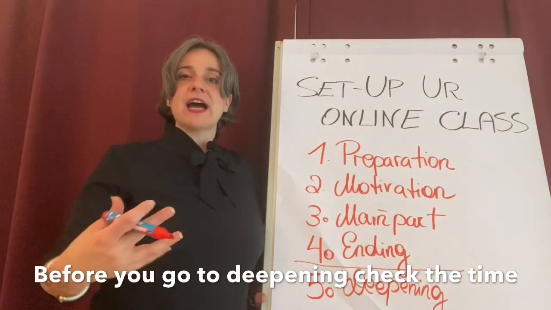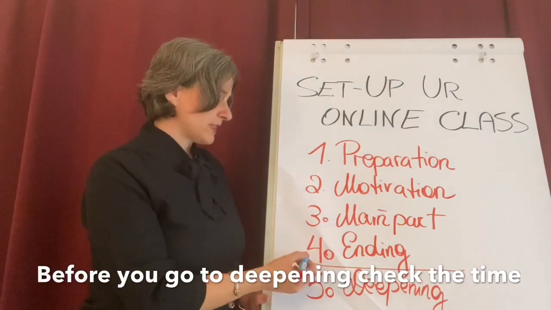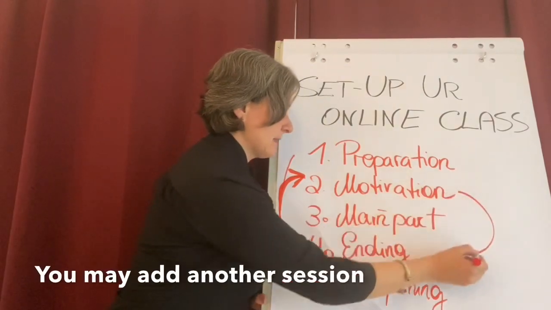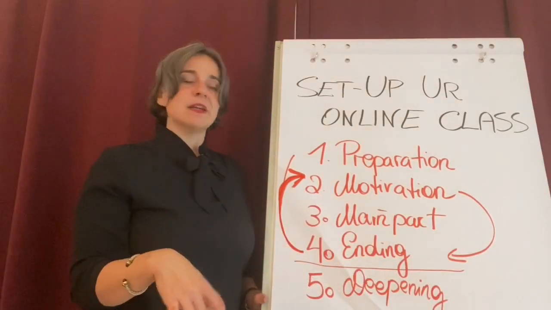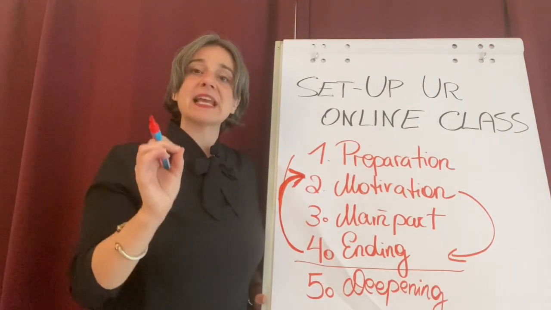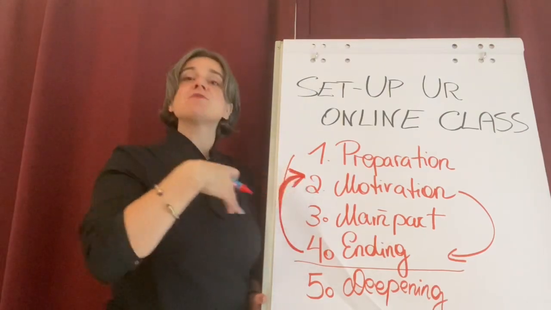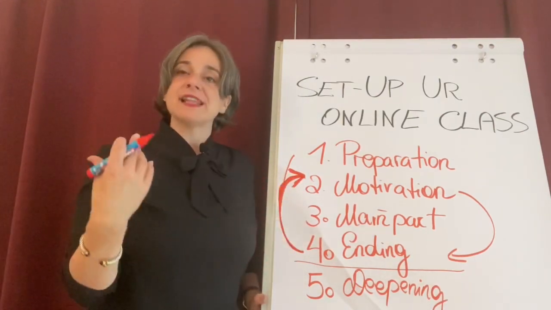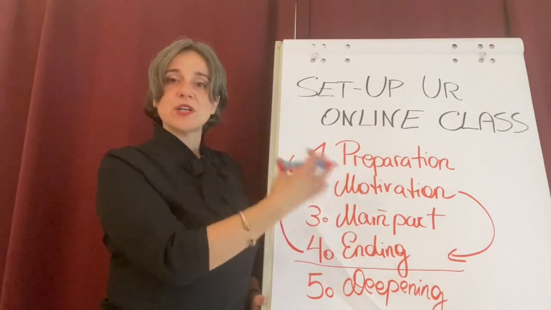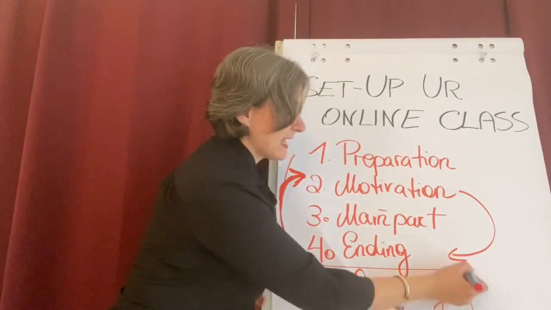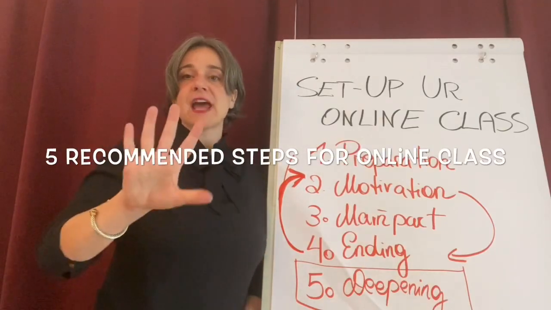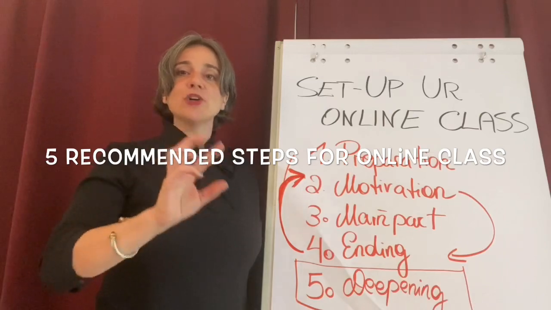And if there is enough time, and if you see the children are still focused, after your ending you could go back to motivation and repeat this a second time. But do not change topic. Stay with this topic. If you're speaking about feelings, when you repeat, you speak again about feelings. If you speak about letters, again you speak about letters. You might have a different letter. Then at the end, you give the exercise for deepening, which they can do alone.